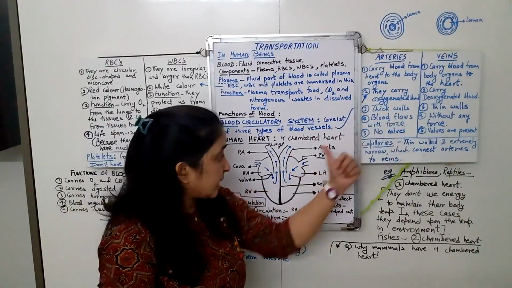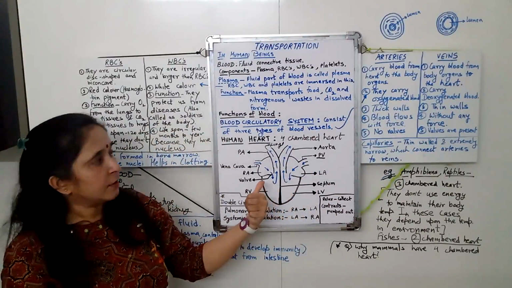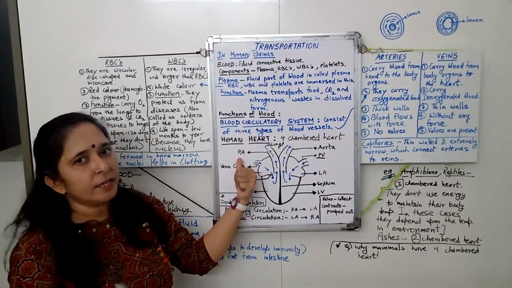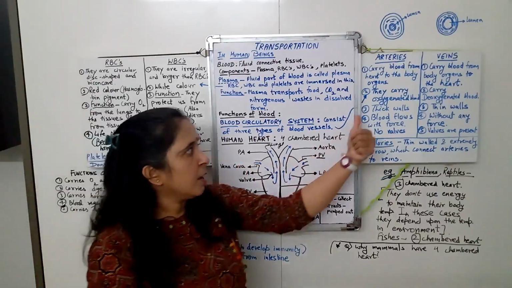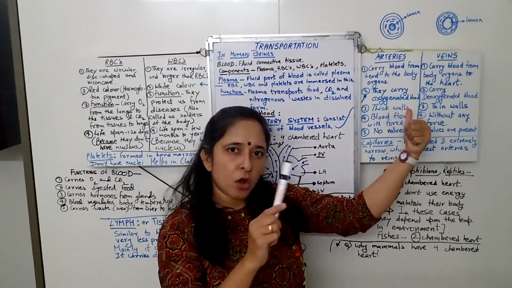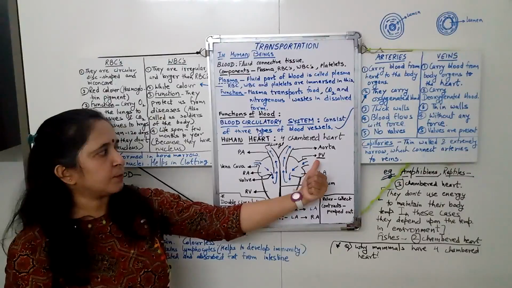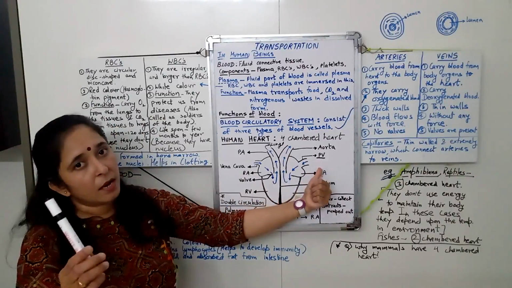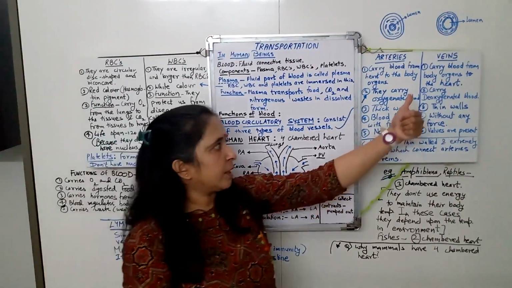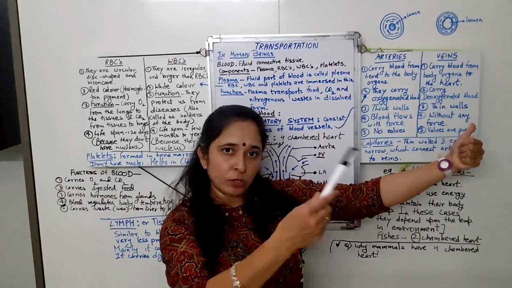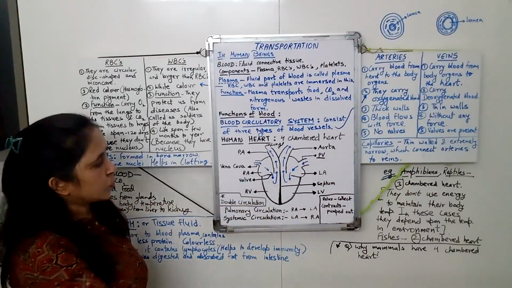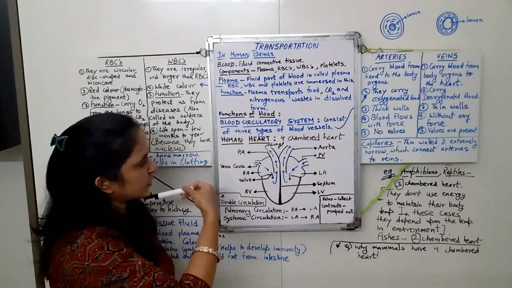Okay. And exception. What exception? Pulmonary artery, they carry deoxygenated blood. But the normal arteries, they carry oxygenated blood. Another exception. Pulmonary vein carries oxygenated blood. But here the veins carry deoxygenated blood. Right? So this is all about the circulatory system.